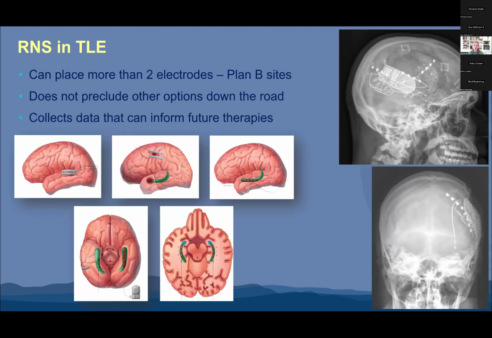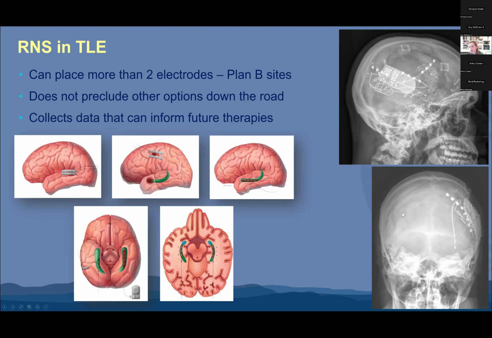The nice thing about RNS with temporal lobe epilepsy, a few different nice things about it, is one, you can place multiple electrodes. So you have a backup plan. Basically 2 electrodes can plug into the RNS at a time. But it's very common that we will place 3 or 4 electrodes. 2 of them will be plugged into the RNS, and 2 of them will have a plastic cap over the end and just tucked into the scalp.